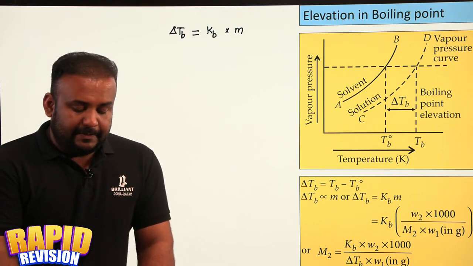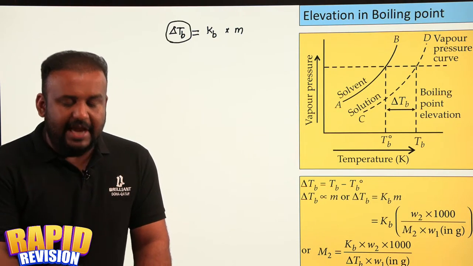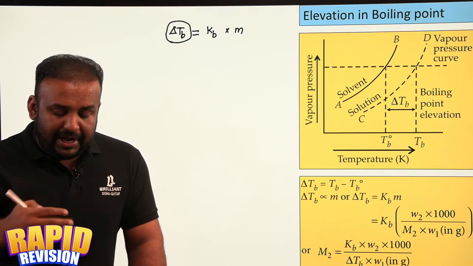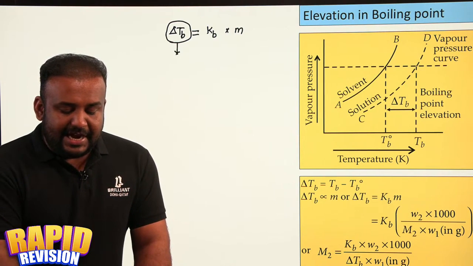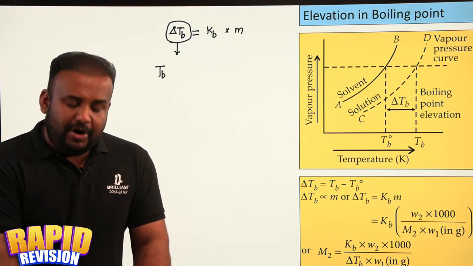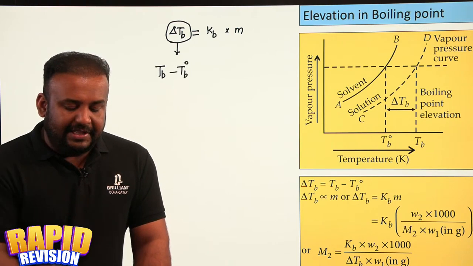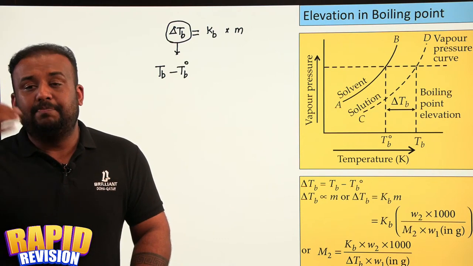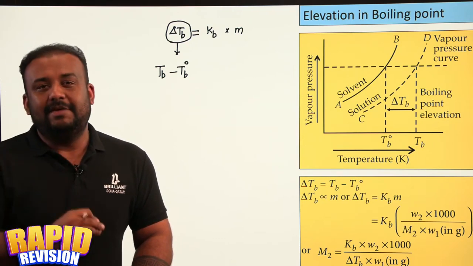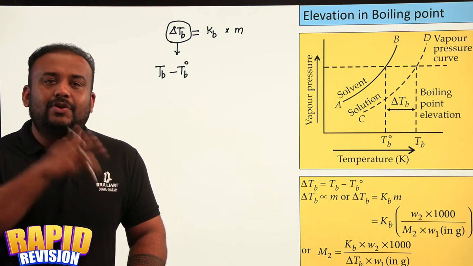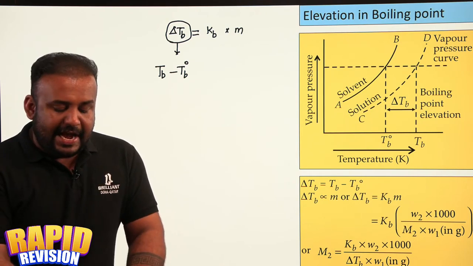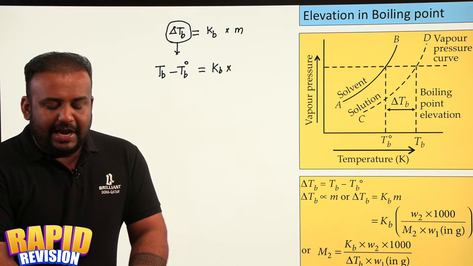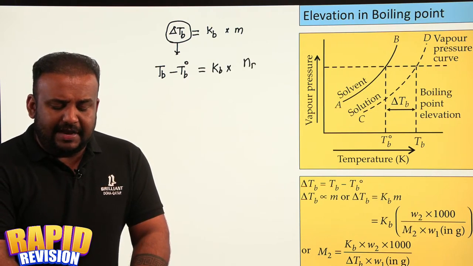Now, what is this delta TB, elevation in boiling point? That means how much the boiling point has increased. I told you that a solution will have a higher boiling point than the pure solvent. So we can take the difference like this, TB minus TB0. What is TB0? TB0 is the pure solvent's boiling point. What is TB? Boiling point of the solvent in the solution. Very easy. And that is equal to KB into molality. What is the expression for molality? I told you it is number of moles of solute divided by weight of the solvent in kilogram.